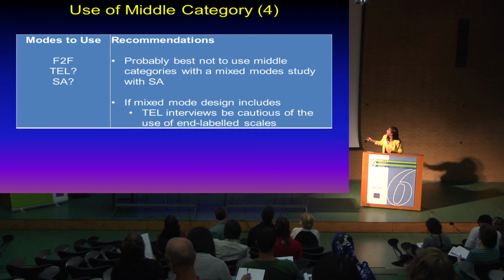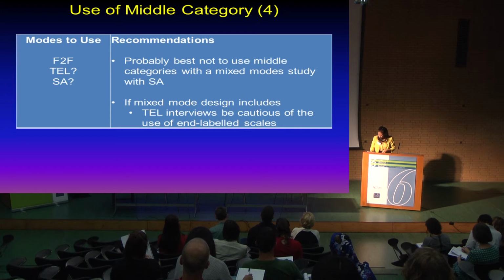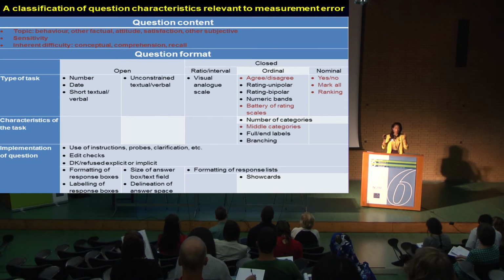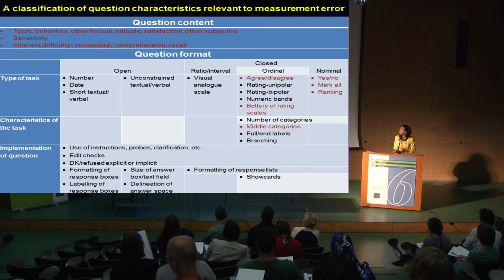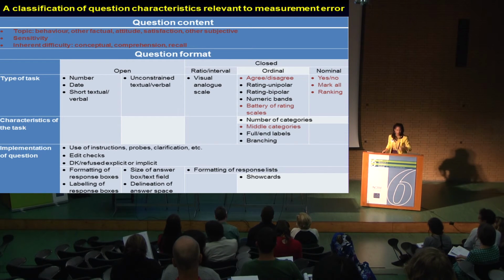So some recommendations, probably best not to use middle categories in a mixed mode study because they are treated differently. And be careful if you're going to use telephone interviews with end labels. Okay, so just the overall typology that this came from. I've only had a chance to pick out the few things in red so you can see it's part of a much bigger scheme.